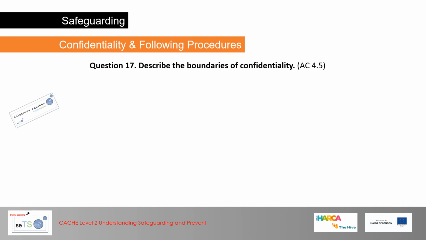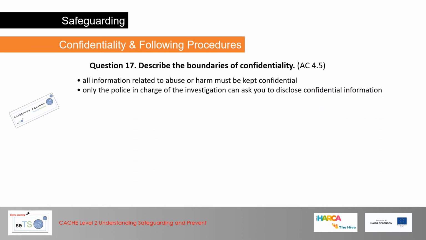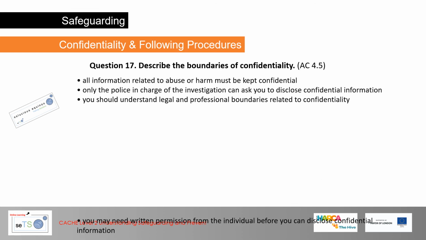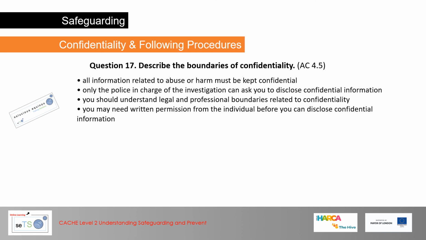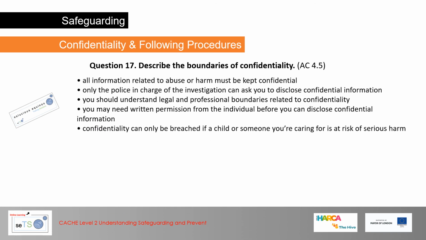Question 17 is asking you to describe the boundaries of confidentiality. So remember, all information related to abuse or harm must be kept confidential. Only the police in charge of the investigation can ask you to disclose confidential information. You should understand legal and professional boundaries related to confidentiality. You may need written permission from the individual before you can disclose confidential information. Confidentiality can only be breached if a child or someone you're caring for is at risk of serious harm. And never promise confidentiality.